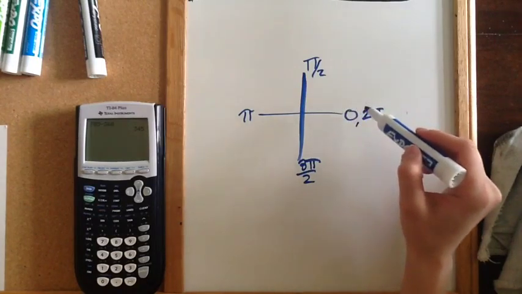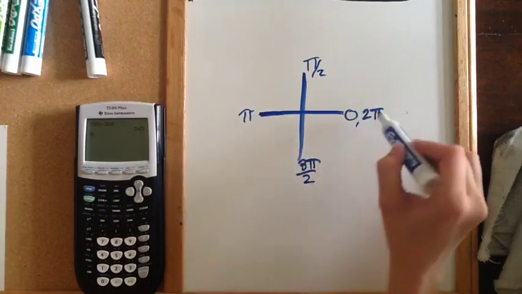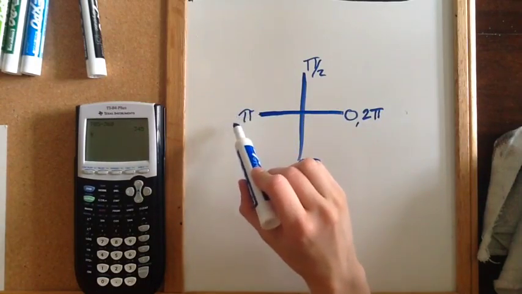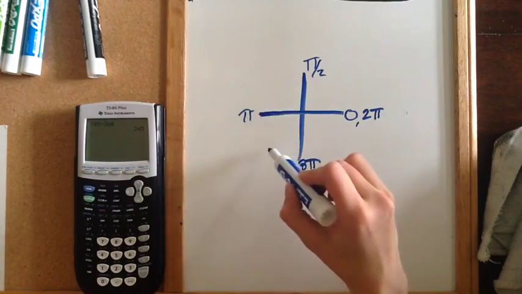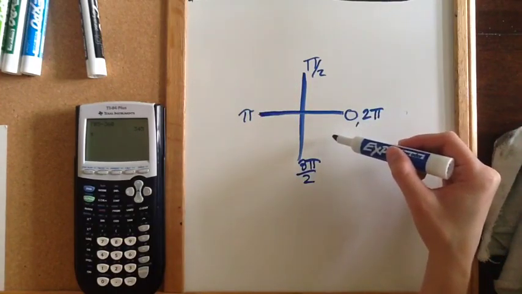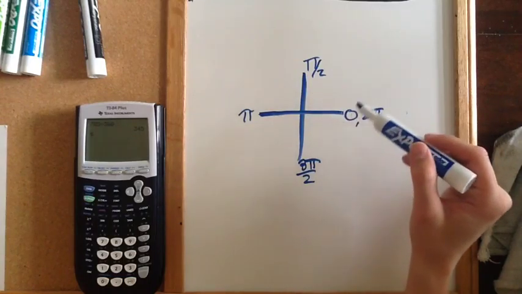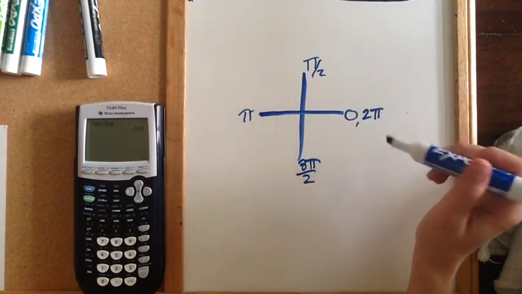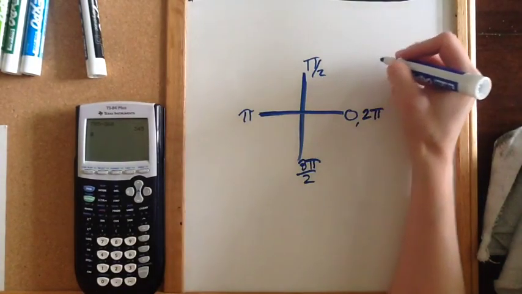So what I want to do is look and see, since this is in terms of pi, and this is 1 pi, am I before 1 pi? Am I after 1 pi? Am I close to 2 pi? Or am I less than pi halves? So you're kind of looking in terms of halves. Your radians are usually given to you in a fractional format.